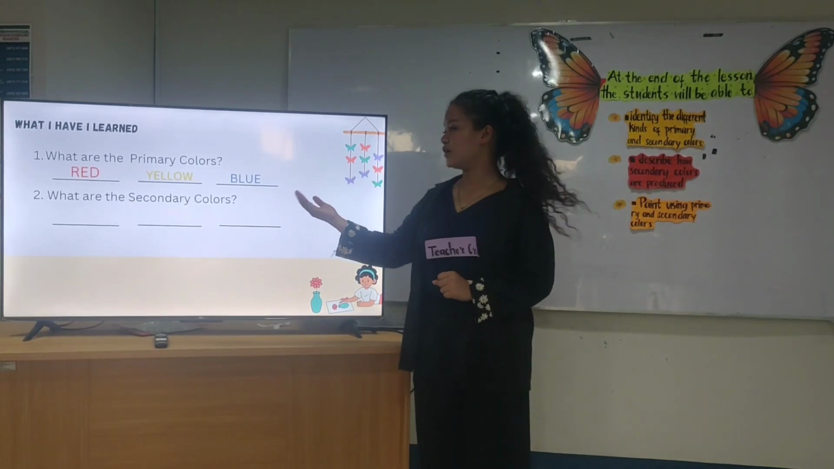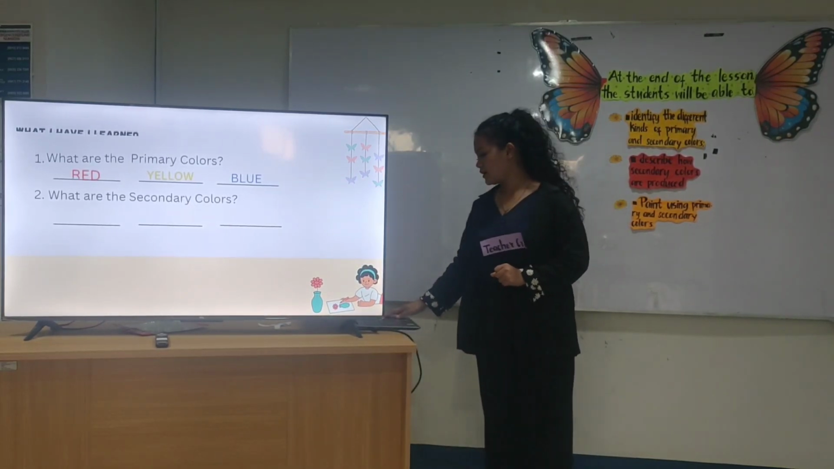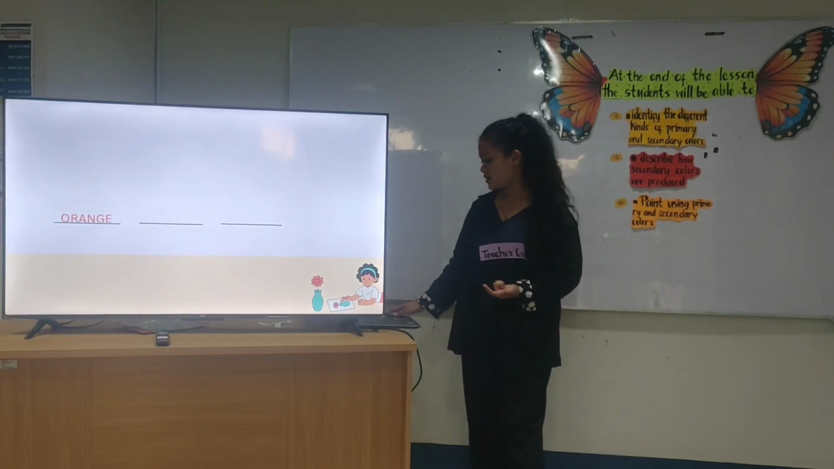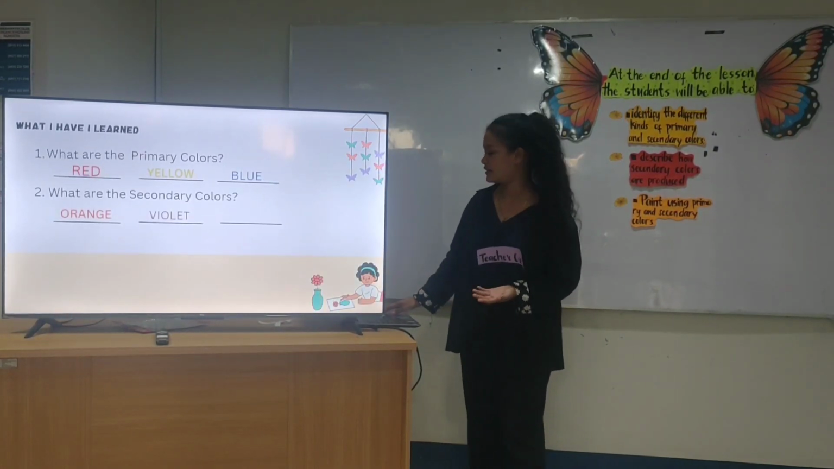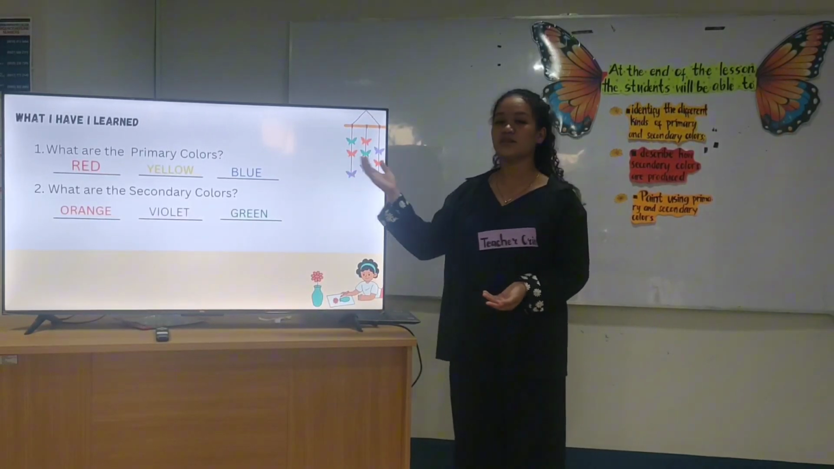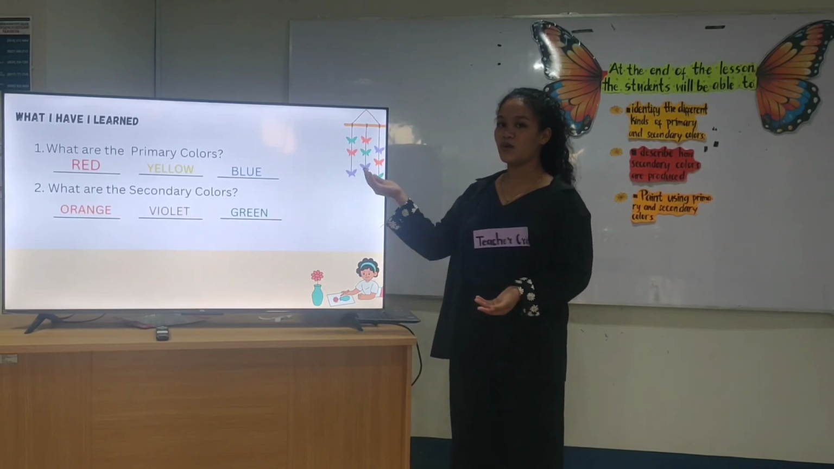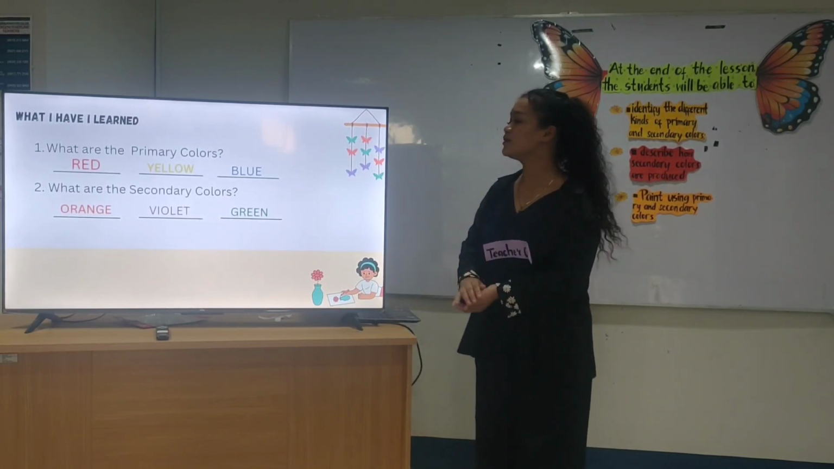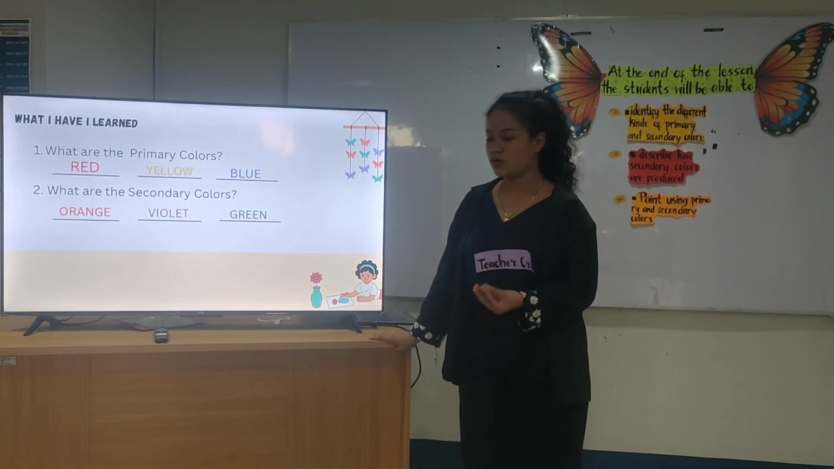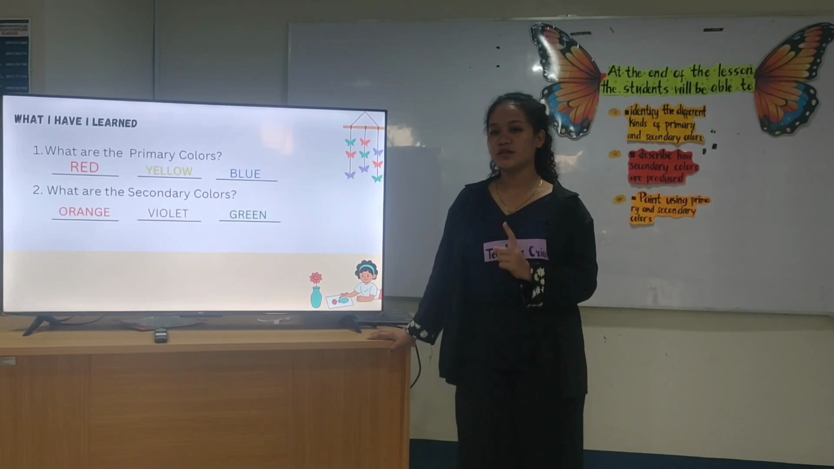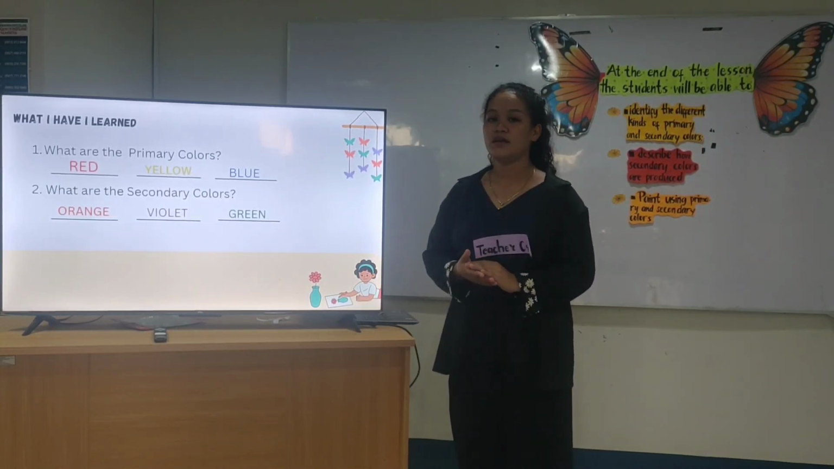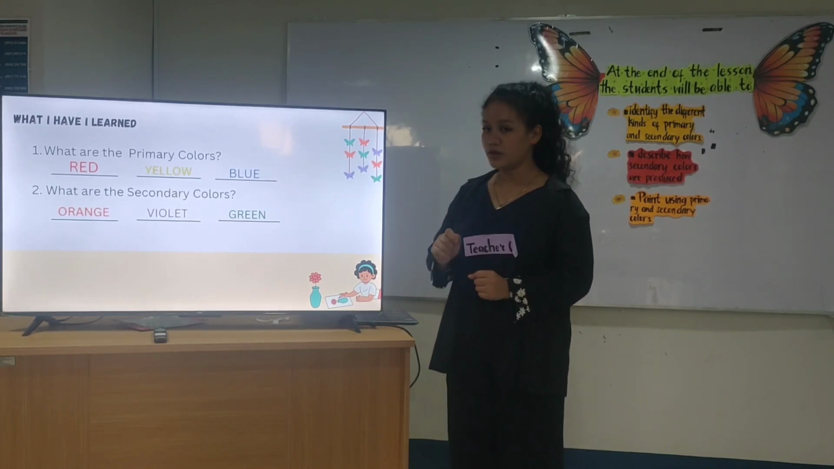What are the secondary colors? Secondary colors are orange, violet, and green. Okay, who got the perfect score? Very good. So now, return the notebook to the right owner. Did you see your scores? Okay. Pass the notebook in front because I will record your score.